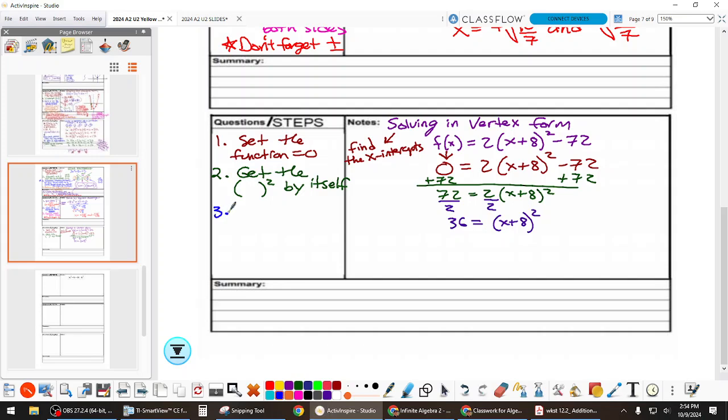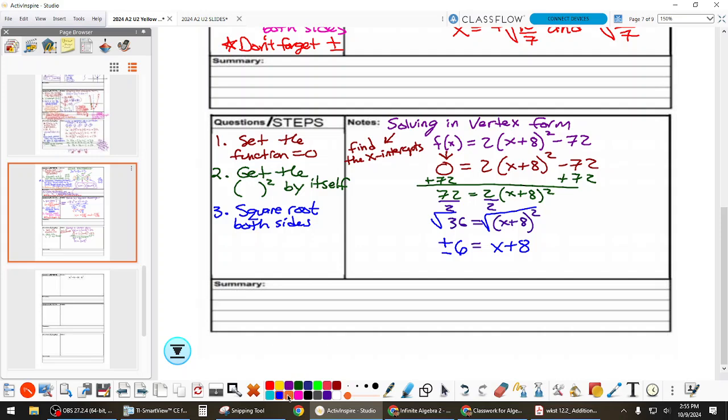Okay, at this point, just like before, we're going to square root both sides. Don't square root both sides until the parentheses squared are by themselves. Don't square root until that's true. Okay, so we're square rooting. Square root of 36 is plus 6, or positive 6, but also negative 6. It's both. Okay, and then on the other side, square root of x plus 8 squared is x plus 8. So we're pretty close to done.